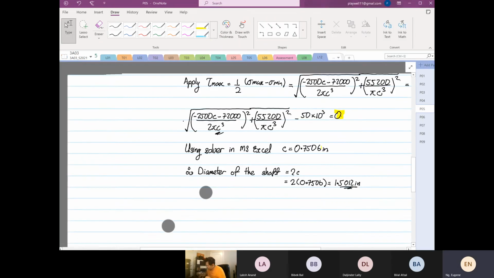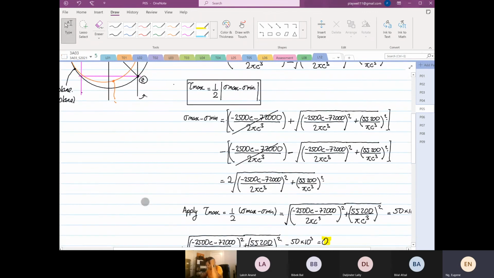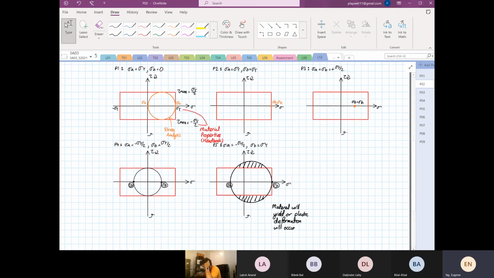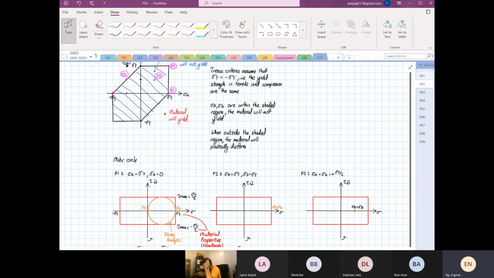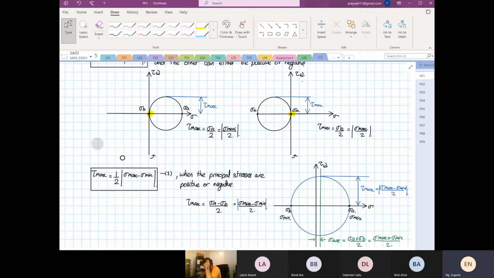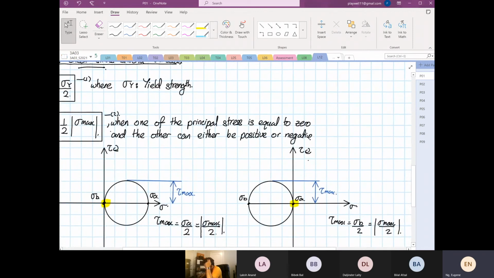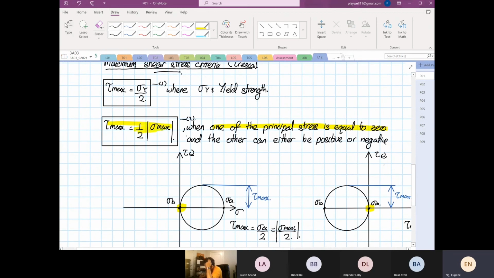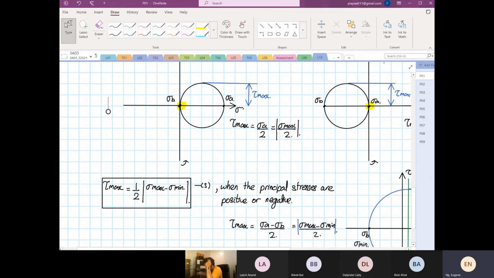Tresca criteria. The most critical thing to watch for is this formula over here. As you can see, when we started the lecture, there are two conditions. When one of the principal stresses is equal to 0, then you can use this number over here. If not, you have to use this formula over here.